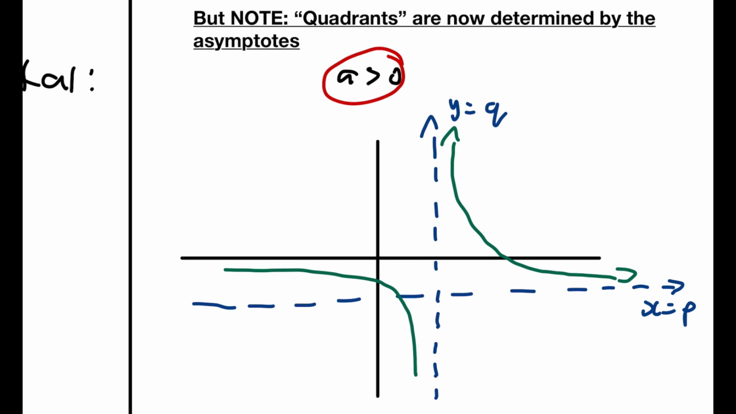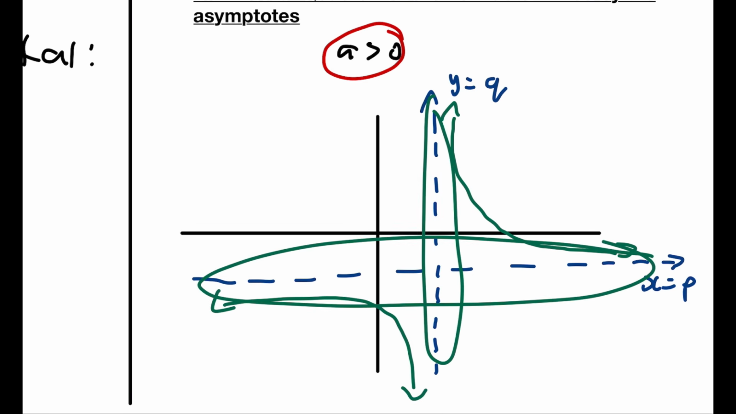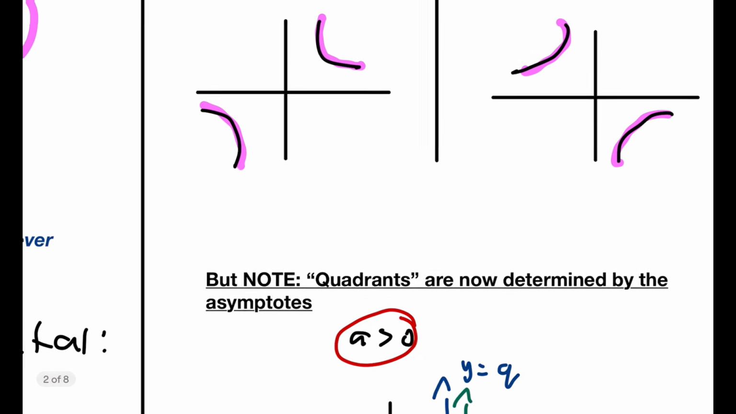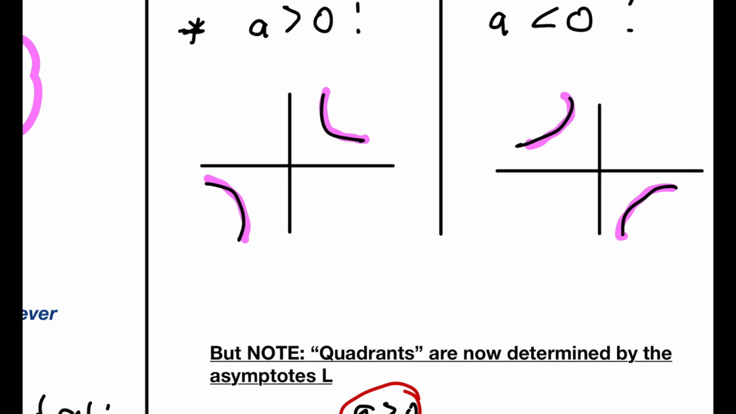Sorry, that's a big mistake. It would look like this. So the asymptotes now act as the new x and y axes. And since a is positive, it would be in the first and the third quadrant.